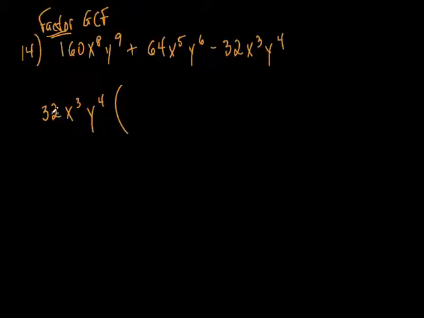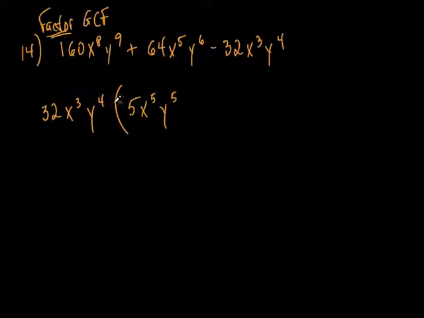So 160 divided by 32, and I think that's 5, isn't it? That's 5. Then I go x to the 8th divided by x to the 3rd. Remember the rule for division with exponents? We subtract the exponents, right? And so that would be x to the 5th. Then the y's, y to the 9th over y to the 4th, we subtract the exponents, that's also y to the 5th. So that's the first term.